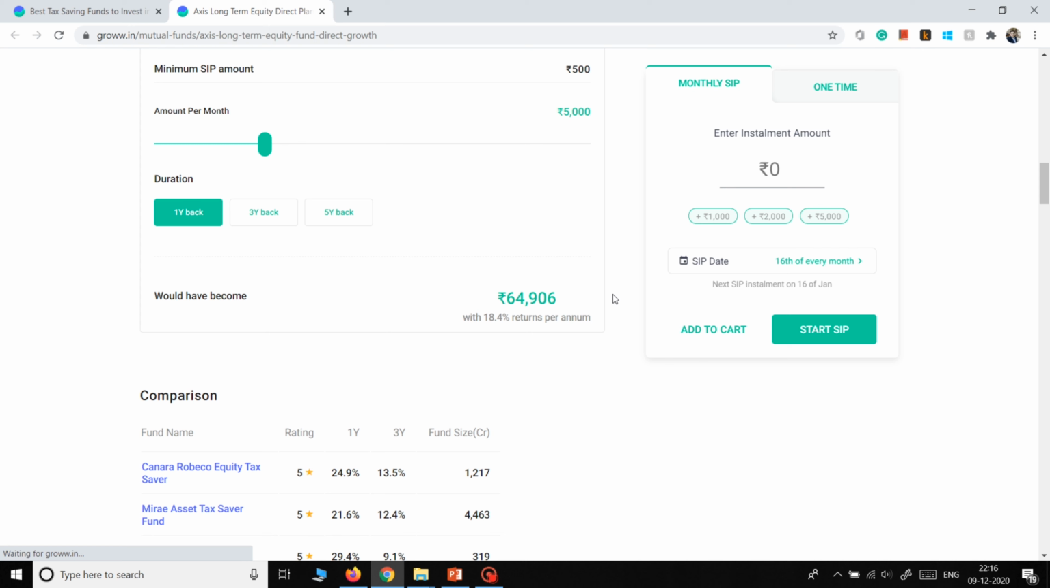So that's just a calculation if you want to forecast it for you. But I won't say to go by this value, because this is not forecasting on the future returns, this is forecasting on the past returns.